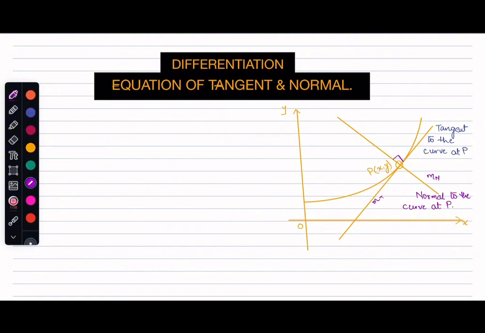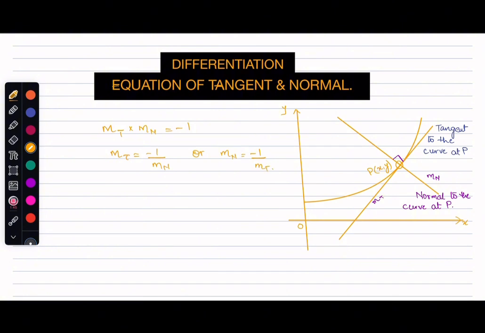And this relationship is that if I have the product of both the gradients, meaning the gradient of tangent times the gradient of normal, this should be equal to -1. So we already know that the tangent gradient is the negative inverse of the normal gradient, or we can say that the gradient of the normal is the negative inverse of the tangent gradient.